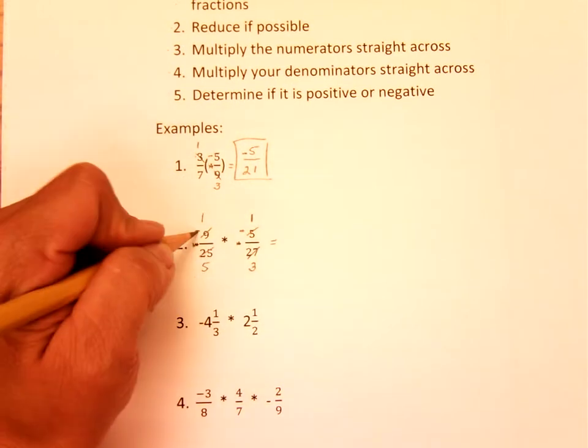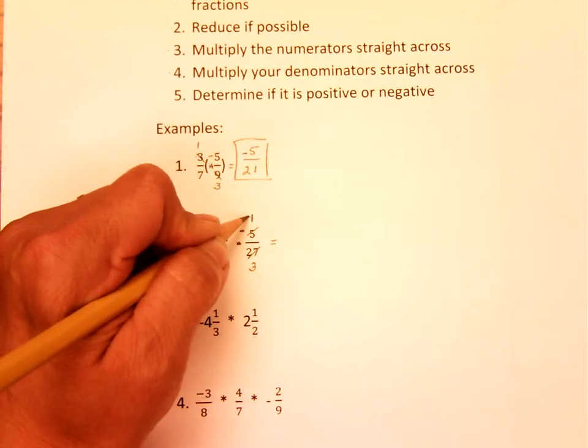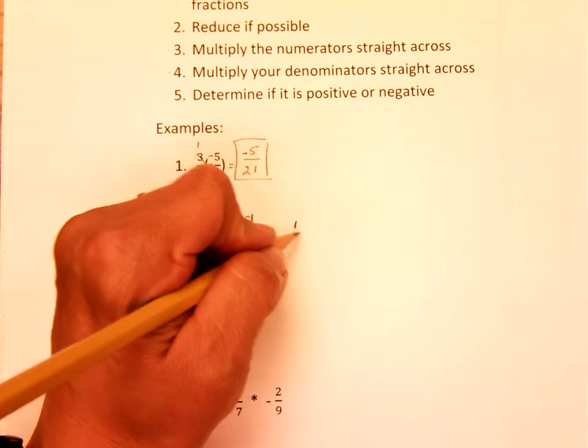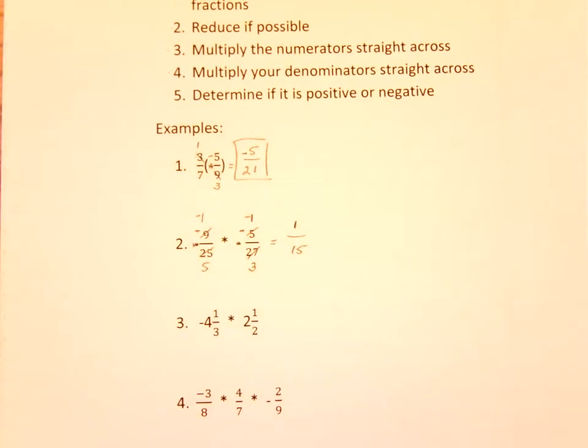Multiply across. Negative 1, don't forget that negative. Negative 1 times negative 1 equals 1. And 5 times 3 is 15.